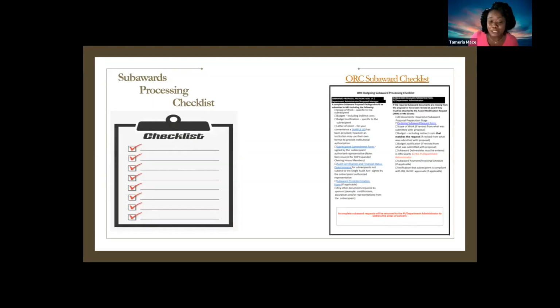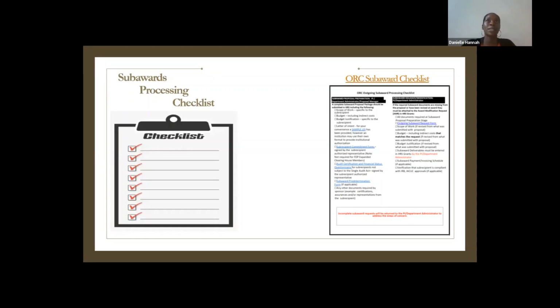Oh, so I guess that would depend on your system. Are you submitting through grants.gov? Are you submitting through Fastlane? That would just all depend. It's not a one size fits all.